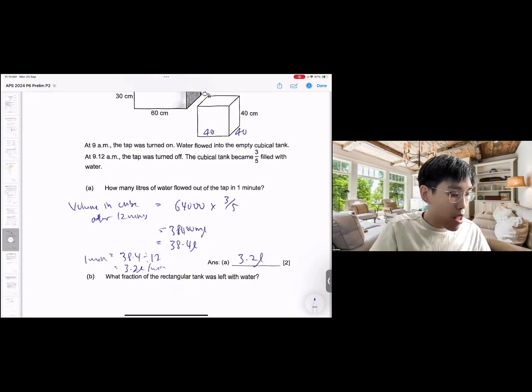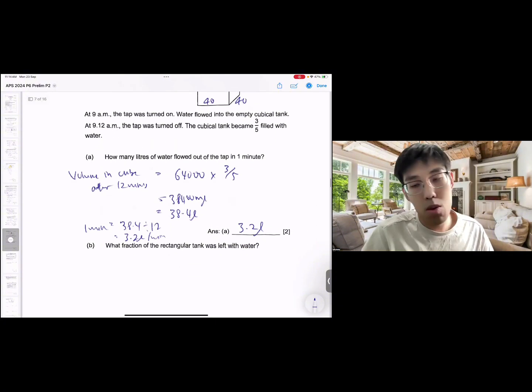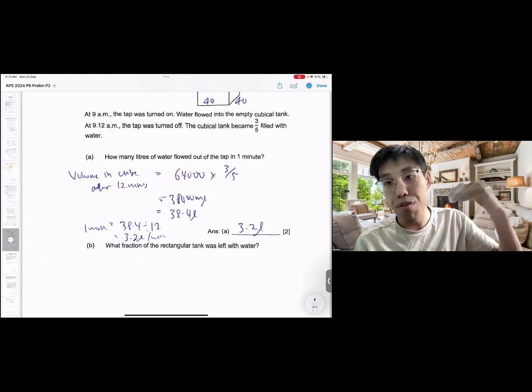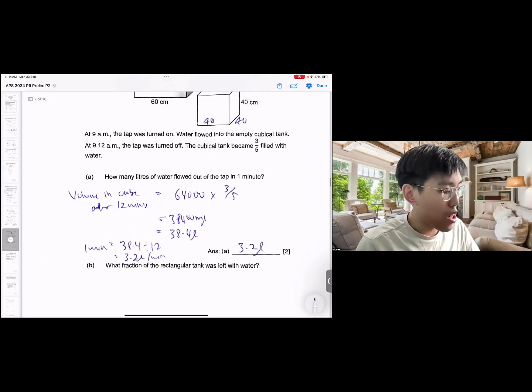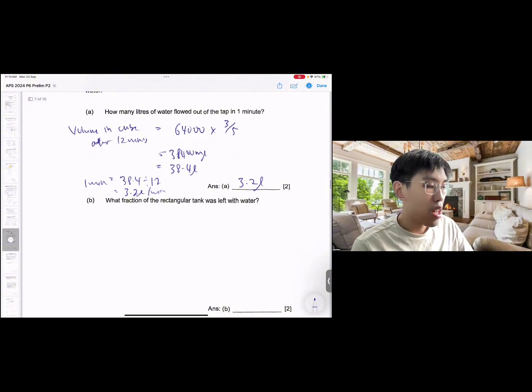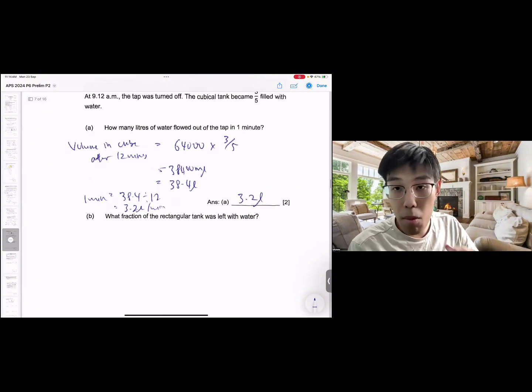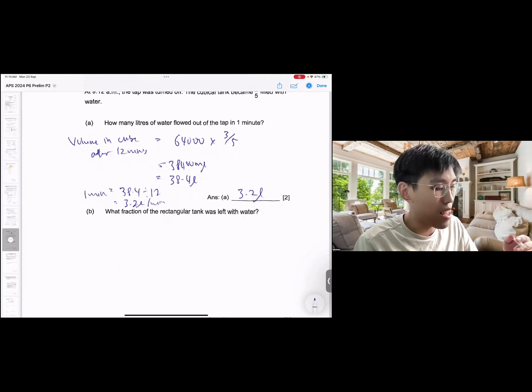What fraction of the rectangular tank was left with water? Okay, it's quite straightforward because we already know that it's 38.4 liters of water that flowed out from the tank. So what fraction of the tank is being left with water? Few ways we can look at this. I will go with the most standard way lah. There's faster way possible. Okay, so I want to find the full volume of the tank.